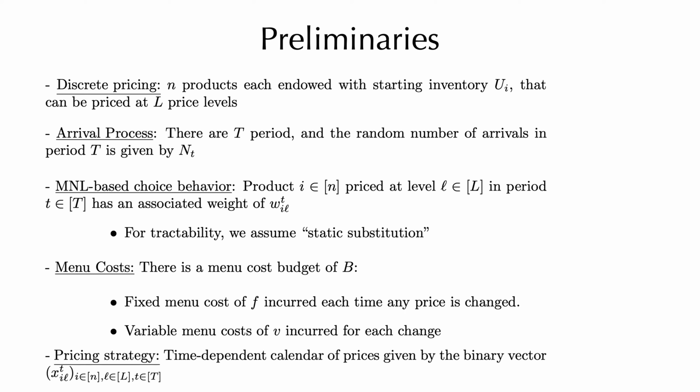And then a pricing strategy. Our pricing strategies are going to be time-dependent calendars of prices encoded by this binary vector. X_ilt is just 1 if I price product i at level l in period t and 0 otherwise. We're going to assume the retailer decides these in advance, so it decides that full binary vector in advance. A dynamic policy is one that's going to change over time, so it's going to be time-dependent, but it's not going to respond to inventory depletions. A static one is just one that sets the prices and doesn't change them throughout the time periods. In both cases, all of our hardness results actually apply to the static problem as well. So static is really just as hard as dynamic in this case.